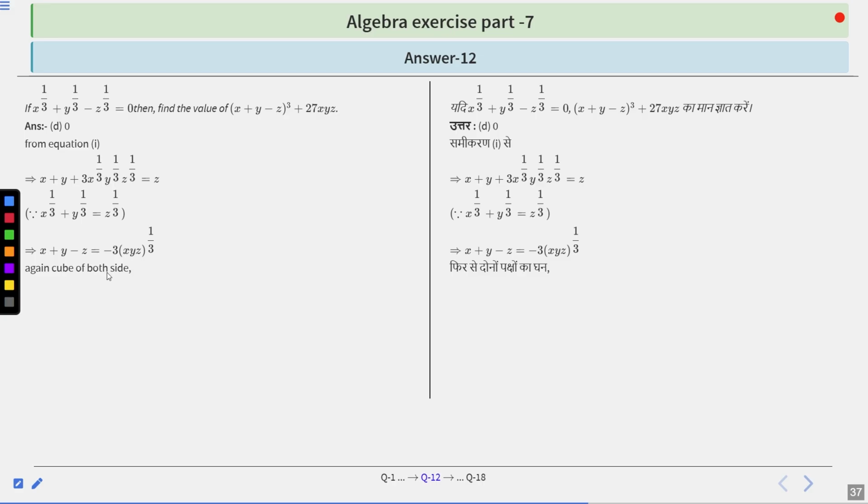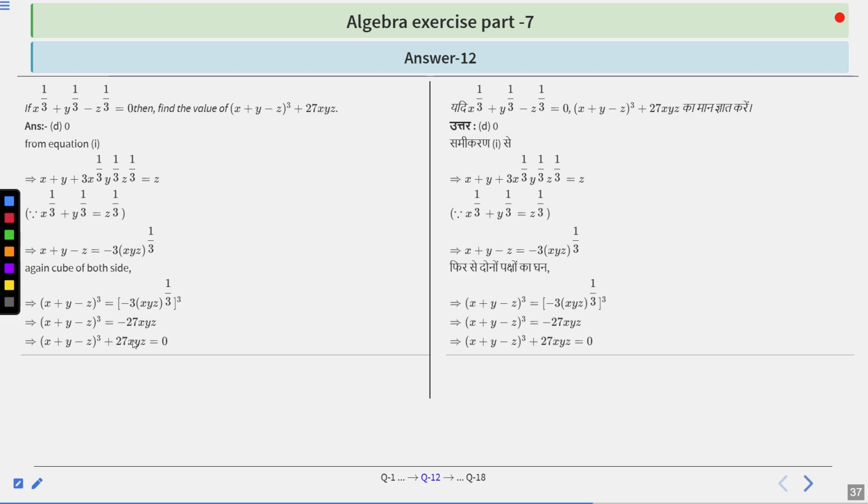So again we are going to do the cube of both sides. That becomes (x plus y minus z) whole cube equals (minus 3 into x into y into z whole power 1 upon 3) whole cube. So (x plus y minus z) whole cube is equal to 3 raised to power 3 is 27, minus raised to power 3 is negative, and 1 upon 3 into 3 is going to be 1. That is why we have got only x into y into z. Therefore, (x plus y minus z) whole cube, taking minus 27xyz to the left hand side, we get plus 27xyz equal to 0. Therefore, option D, 0 is the correct answer.